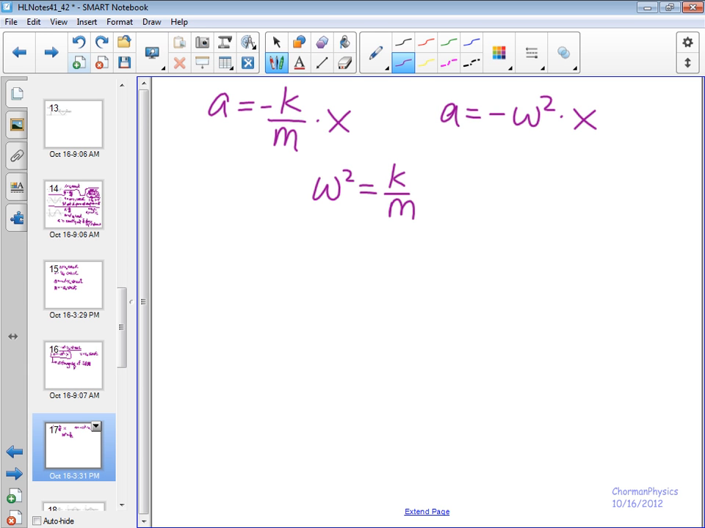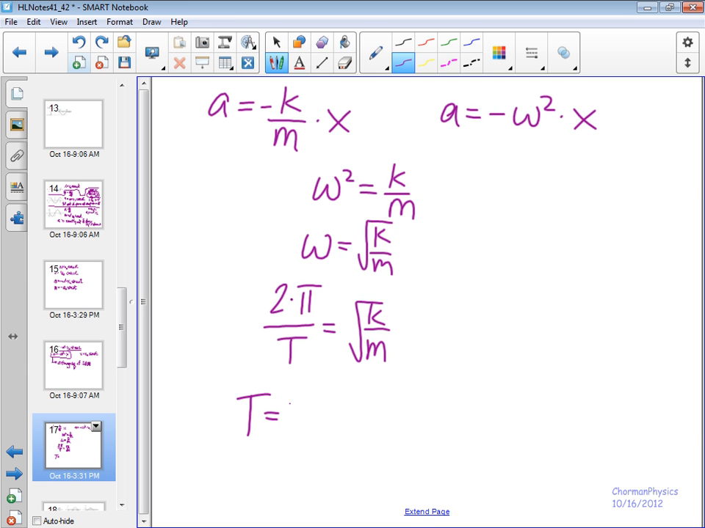What we can get from these equations is that omega squared is equal to k all over m. Do a little bit of math here. Omega is equal to the square root of k all over m. We keep going here. 2 pi all over the period is equal to the square root of k over m. If we solve for the period, what we end up with is 2 times pi times the square root of m all over k. I'm sure you can do the algebra there.